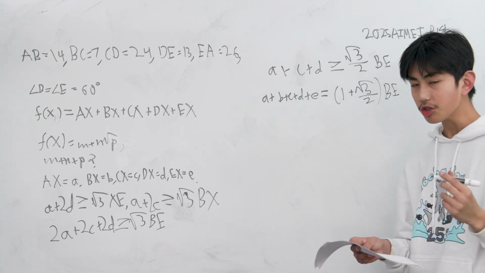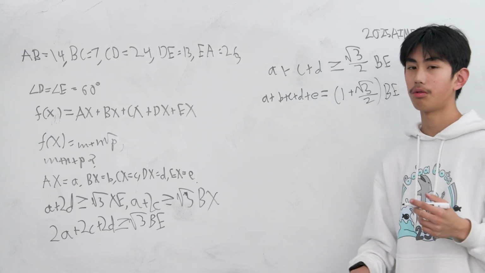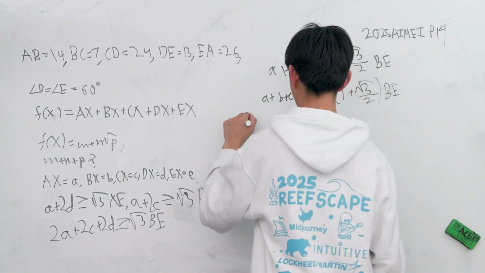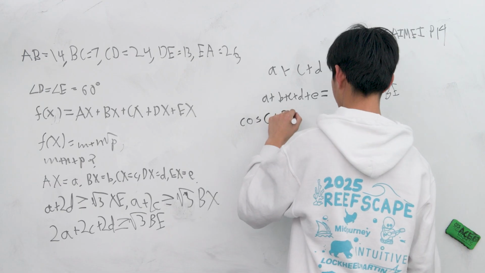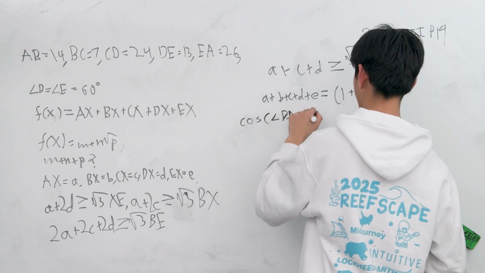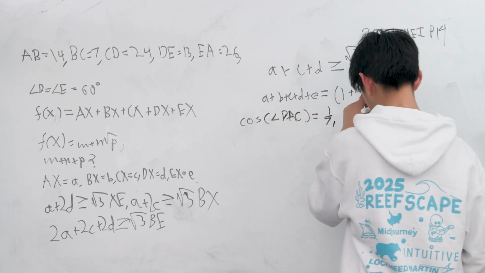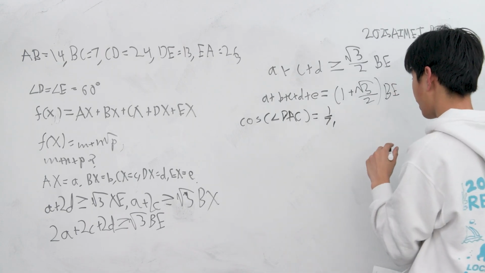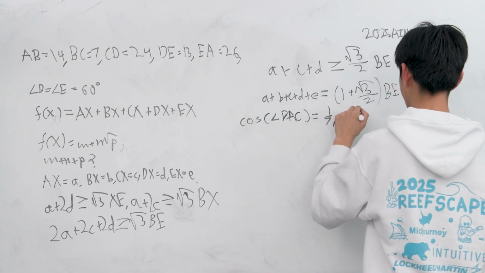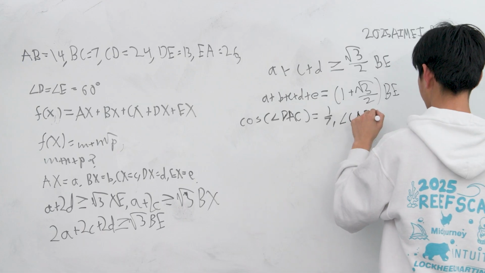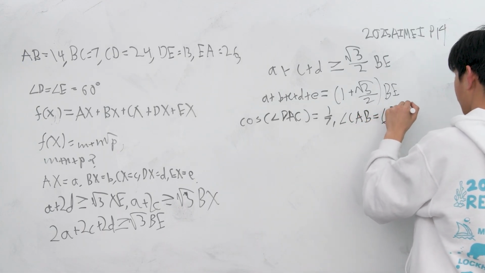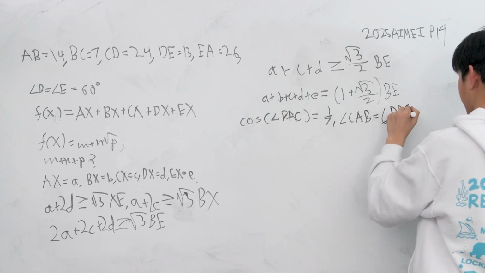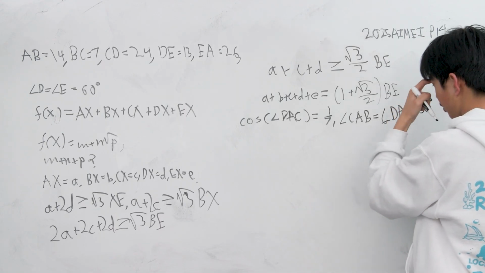So now we can use some trigonometry. Cosine of angle DAC is equal to 1 over 7, and then we have two angles. Angle CAB is equal to angle DAE, which is 30 degrees each.